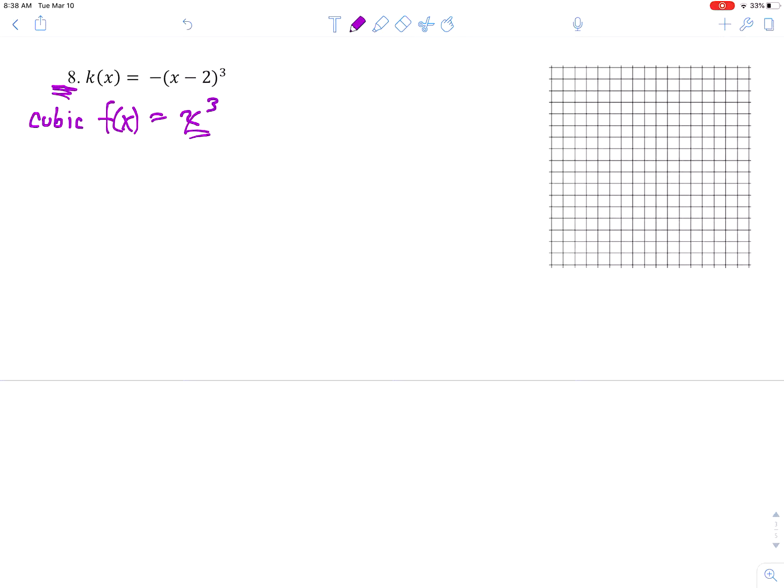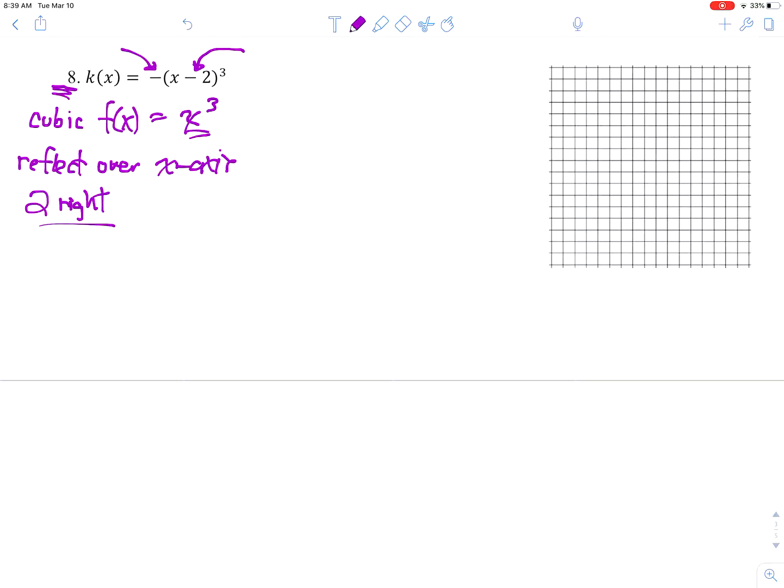And of the two transformations that have happened here, the negative on the outside means it's a reflection over the x-axis. And then this minus 2 inside the function means it has been translated 2 to the right. So here's kind of my side work.